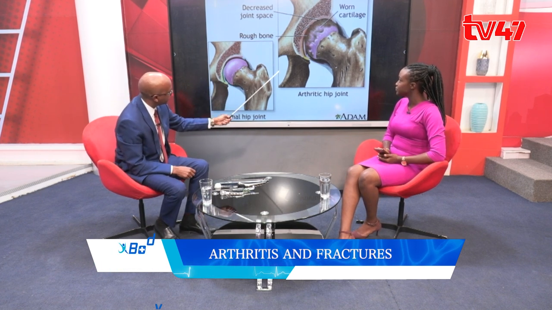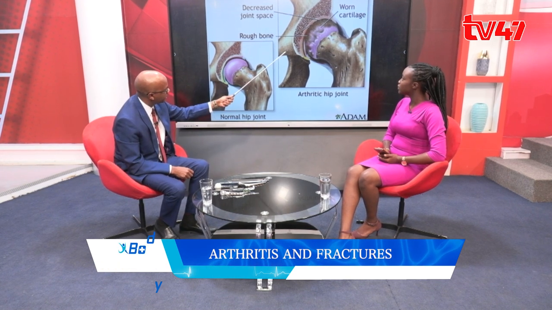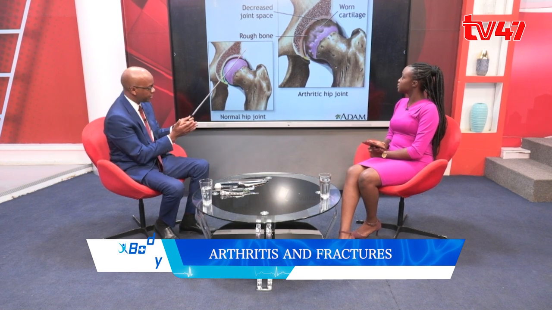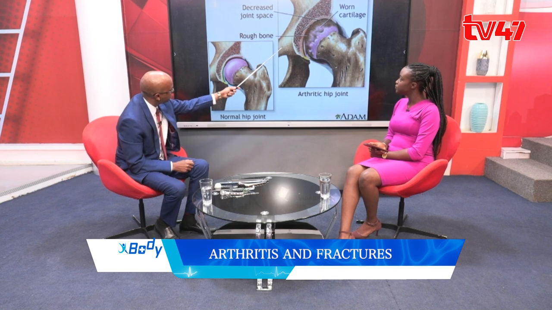Once you get arthritis, the articular cartilage starts disappearing. You get holes in the articular cartilage, and that is what is called a worn cartilage. The joint space becomes narrow, and then eventually that bone makes contact with the socket, and now that becomes arthritis.